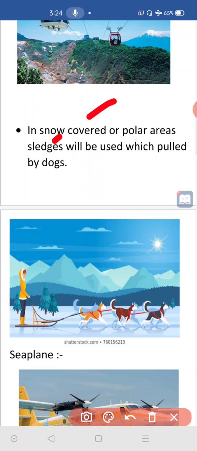sledges. They use a sledge. It is a sledge. Here, look at it. This girl is standing on the sledge. There is no wheel. Okay, a cart without wheels is called a sledge. It is like a cart only.